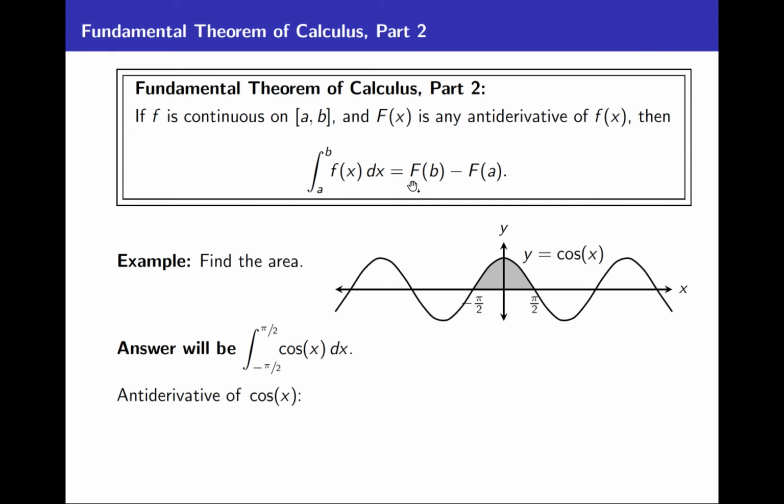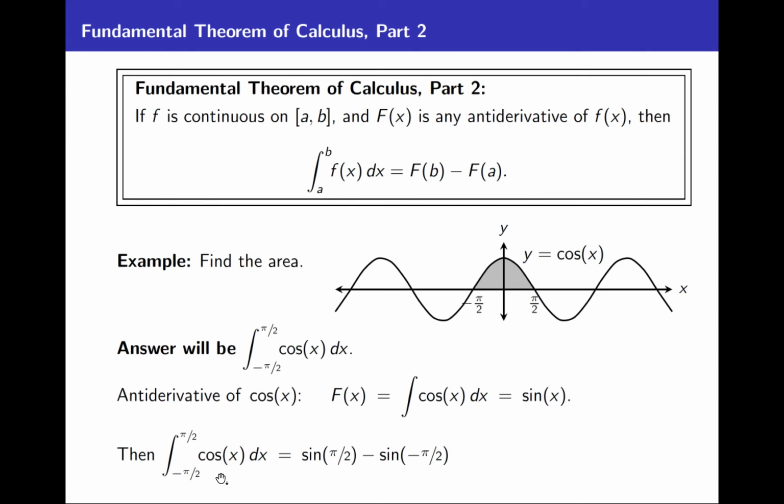It tells us that in order to compute this definite integral, we need to find an antiderivative, big F of x, of cosine of x. Well, an antiderivative of cosine of x would be the indefinite integral of cosine dx equals sine of x plus c. But remember, we can make that c equal to 0. So big F of x is just sine of x.